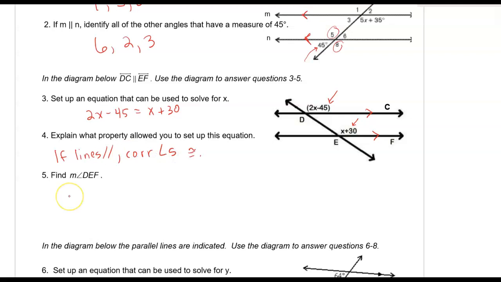Let's solve for x and then find out what angle DEF's measure is. Subtract x from both sides, add 45. The measure of angle DEF is going to be represented by x plus 30, so let's plug 75 in for x.